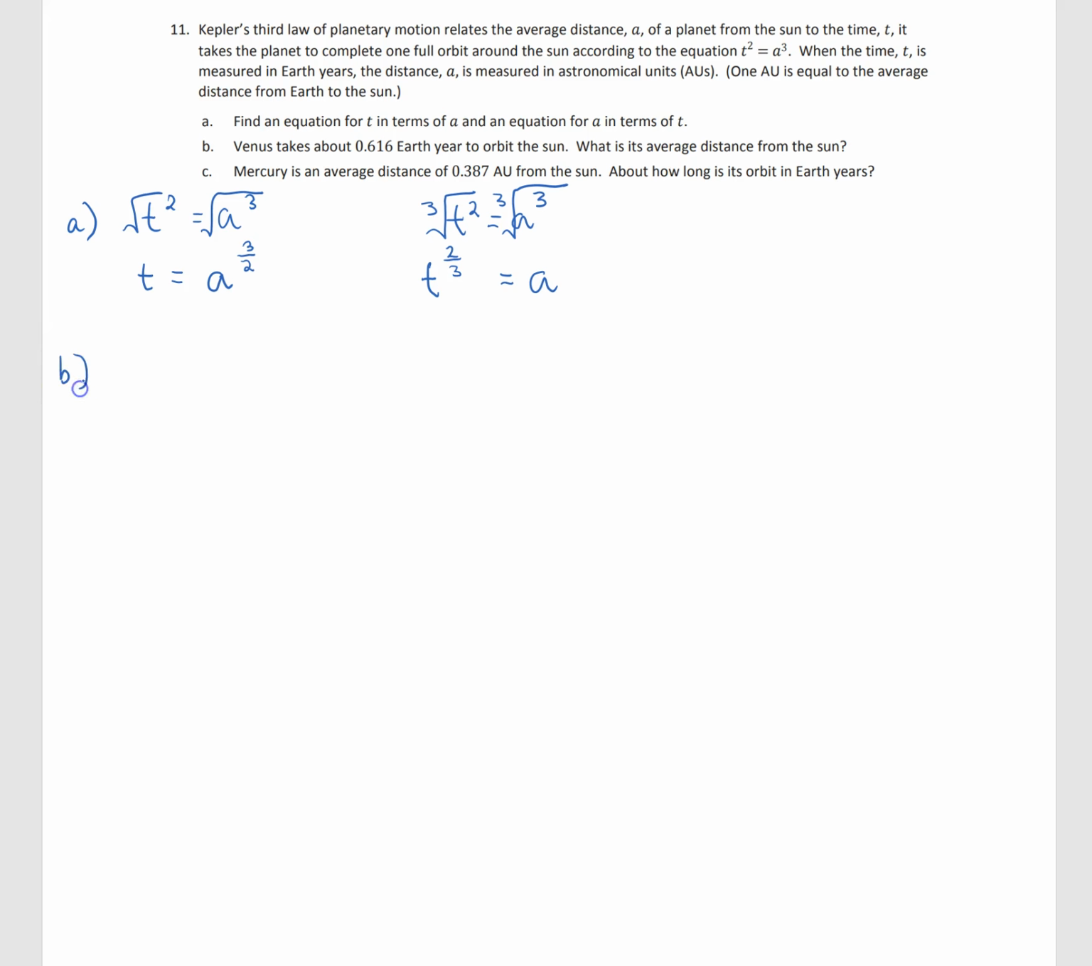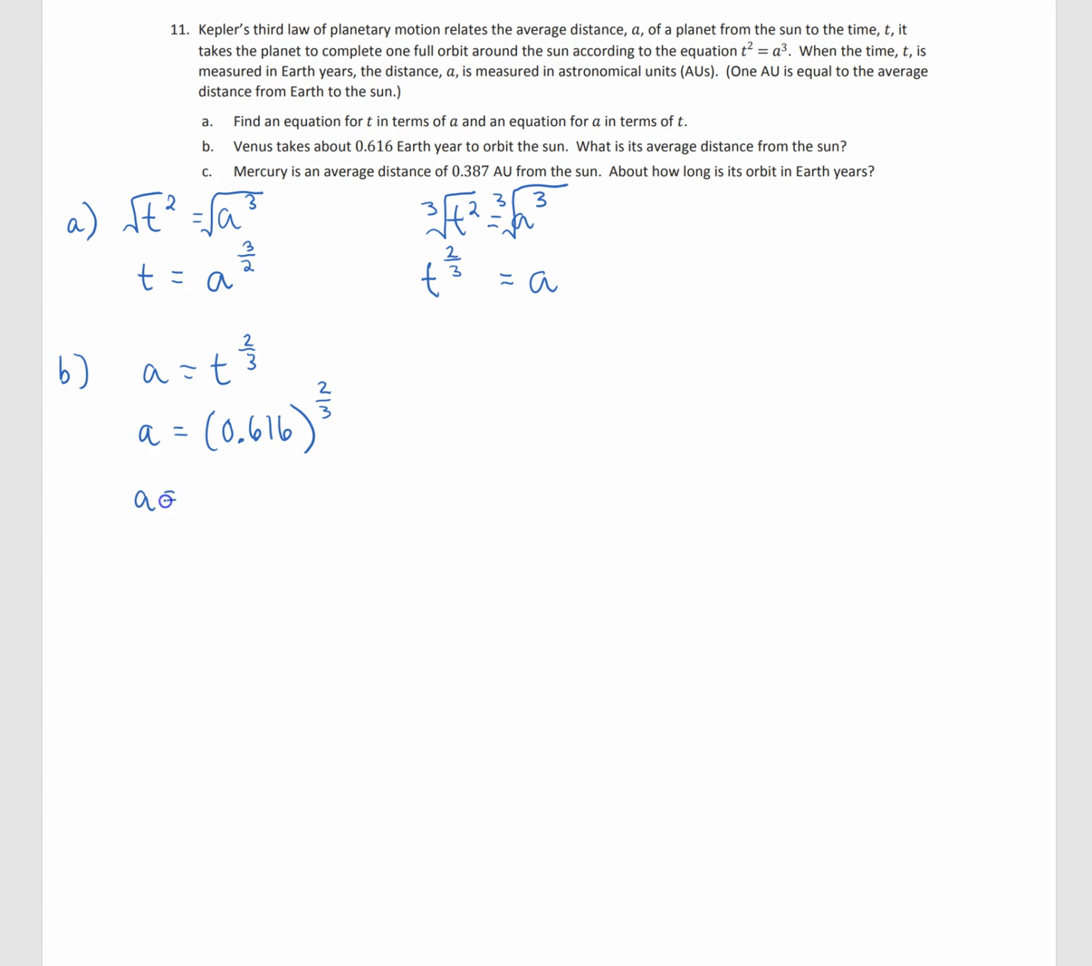In part B, we're told that Venus takes about 0.616 Earth years to orbit the Sun. What is the average distance from the Sun? So we're trying to find the average distance in this part of the question, which is a. So we're going to use this equation. So we have a equals t to the power of 2 over 3. And we can just plug in what we've been given. We've been told that t, the time it takes a planet to complete one full orbit, is 0.616 Earth years. So this is going to be 0.616. We're putting it to the power of 2 over 3.